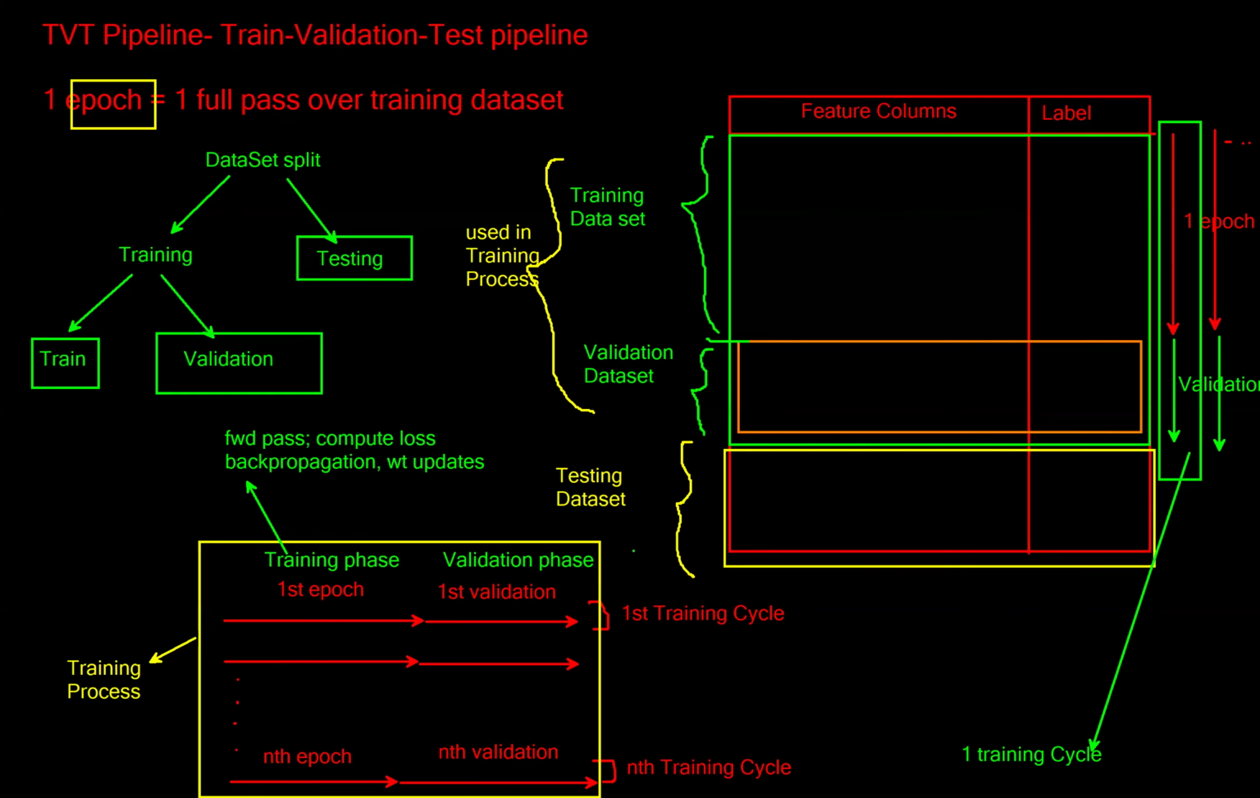But in the validation phase, what happens? There is no back propagation. It's just the forward pass and computation of the loss. No back propagation and no weight update happens here. What exactly happens is hyperparameter tuning. Hyperparameter tuning means setting the adaptive learning rate and Adam. We have seen that, right? Those parameter settings happen based on the validation result. So this is about the whole TVT pipeline.